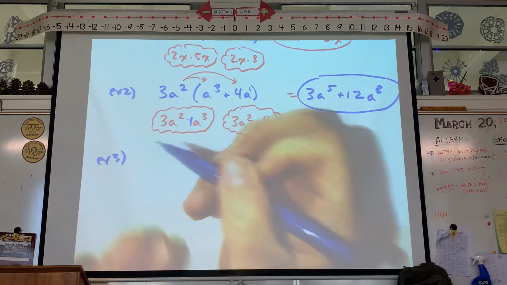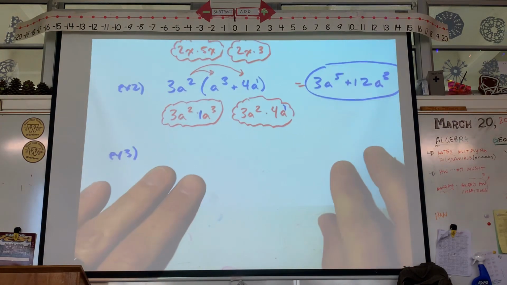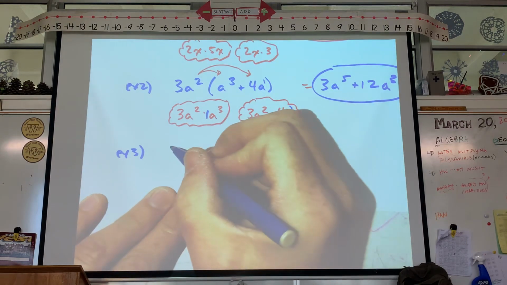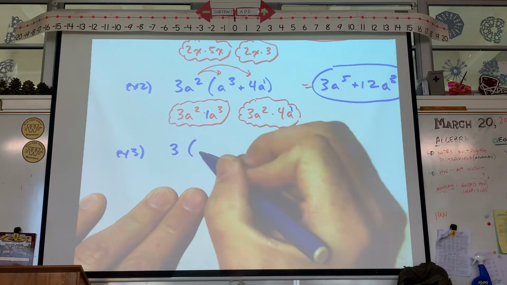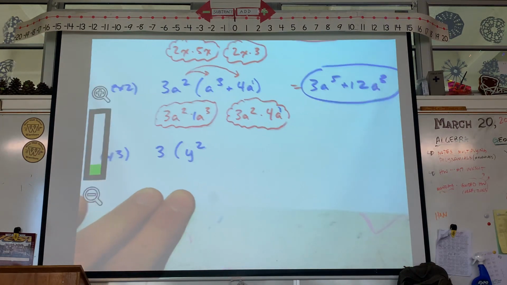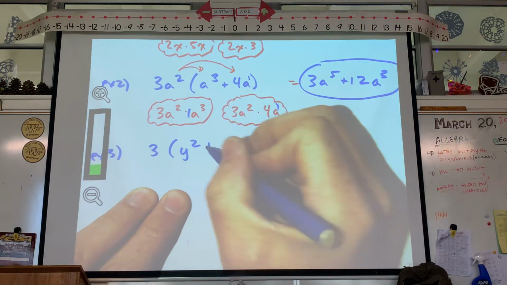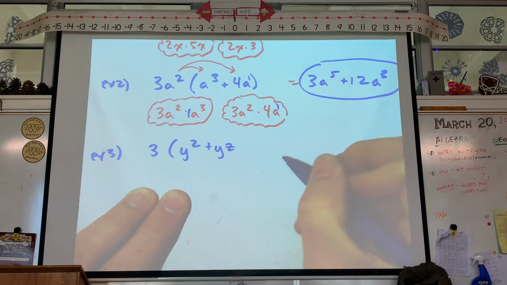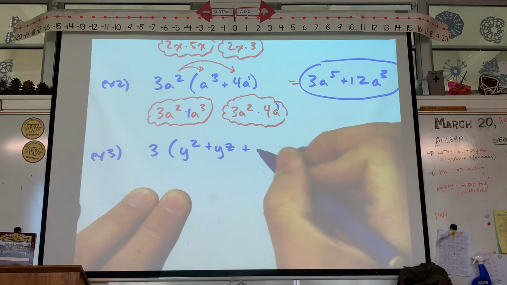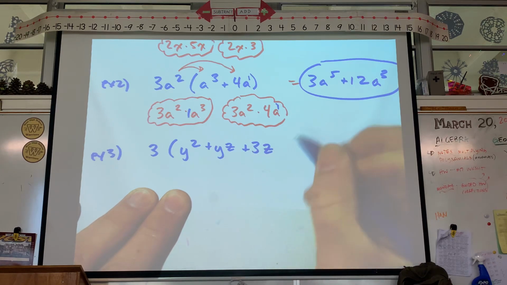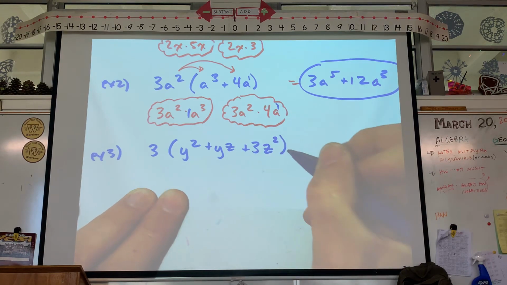Example 3. Ooh, now I got a trinomial. That's pretty sweet. Let's put a 3 out front. We got a y squared plus yz plus 3z squared.